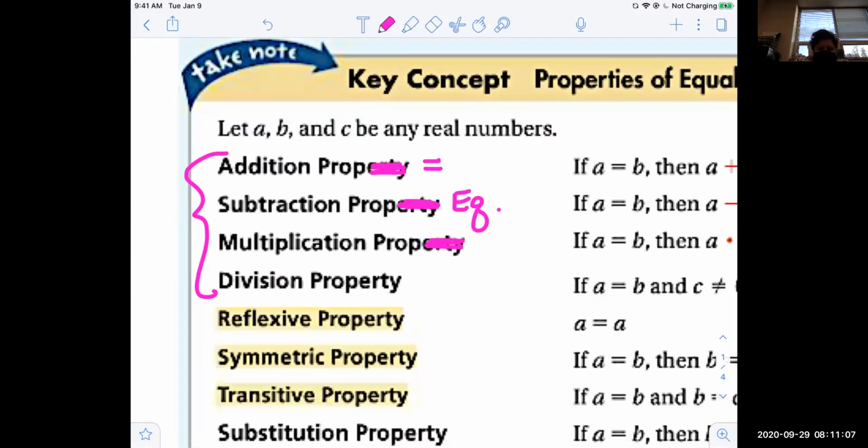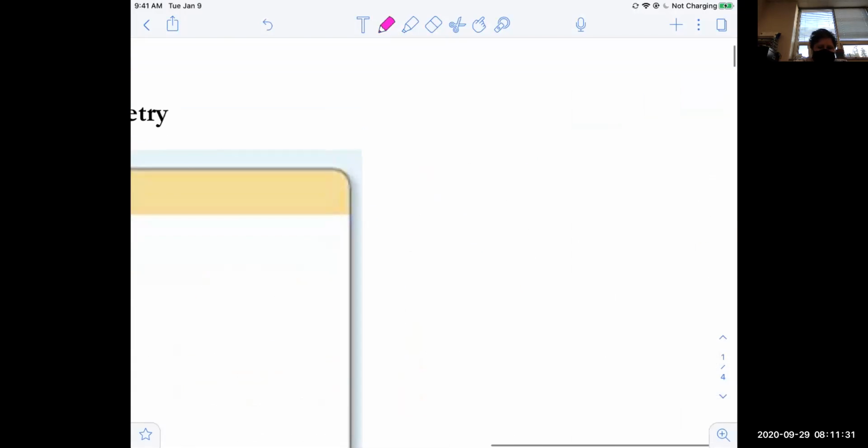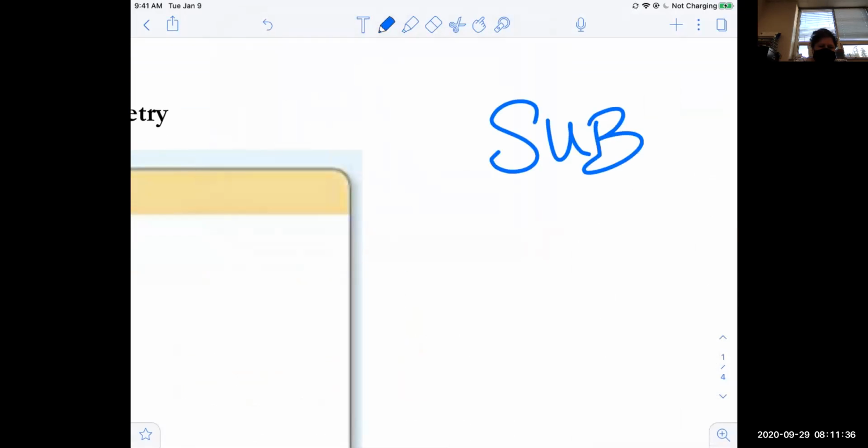All of these need to say property, and then either the word equality, the equal sign, or EQ for equality. I will abbreviate addition as add. Subtraction, you need to have at least the T, if not an R, if not the whole word subtract. You're never going to use the abbreviation SUB, because I won't know if that's subtraction or substitution.